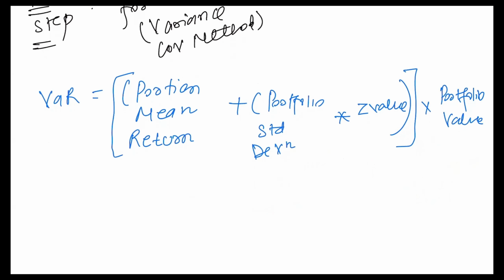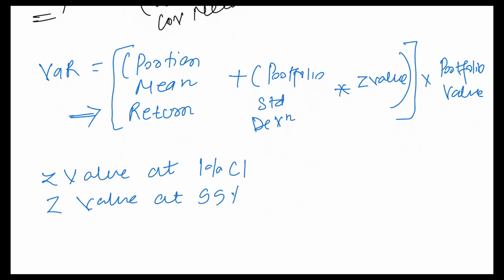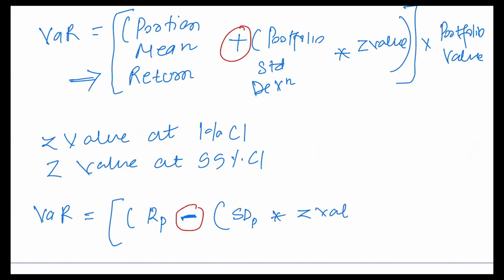Now, above, if you remember, I was saying that if you calculate Z value at 1% confidence interval, you'll have to use this formula. But if you are calculating Z value at 99% confidence interval, then you'll be using this formula, where VaR is equal to portfolio return plus, okay, here it will change. So this is the only place we'll change the sign. Here we were using plus, and here we are using minus. So standard deviation of your portfolio times Z value, and this whole multiplied by portfolio value.